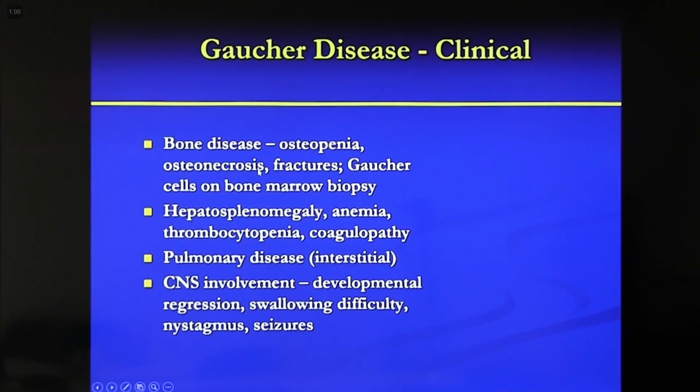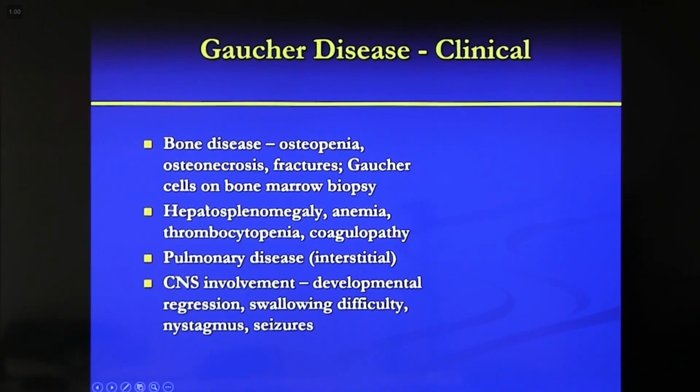In type 1, what you get is osteopenia, osteonecrosis, and fractures. For example, you might get them at age 20 or 30 instead of when you're age 85 or 90. And the problem is that if you diagnose it at age 25 or 30, your bone mass is already very low. So it's hard to get that back, especially since the Gaucher cells, which are present on the bone marrow biopsy, infiltrate the bone marrow.